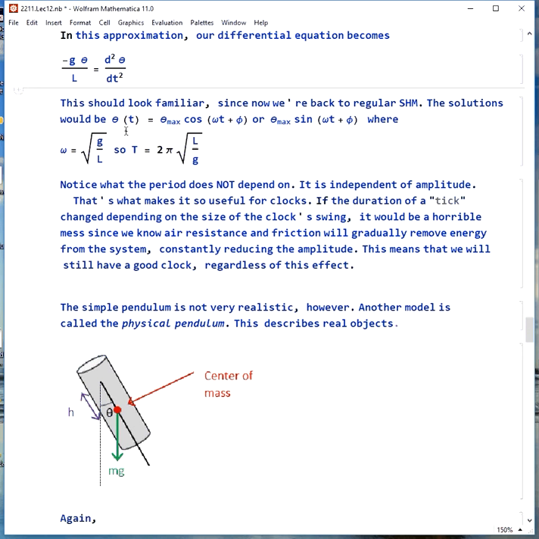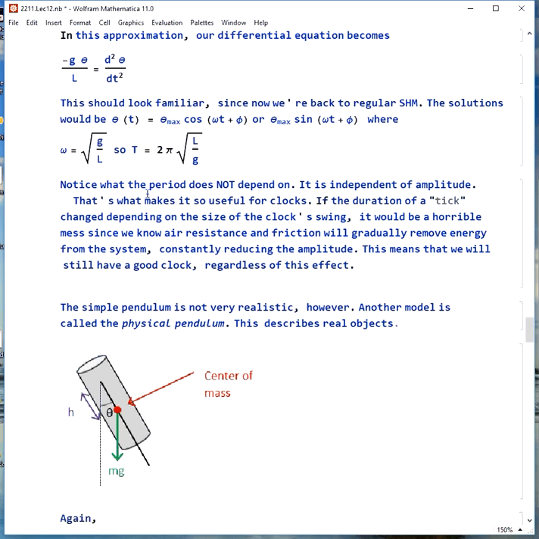The very important thing here is that the period does not depend on amplitude, and that's why it's so useful. The time for one tick, for one period, doesn't depend on how far back you pulled the pendulum. If it did, it would be a horrible clock, because air resistance is going to gradually slow this down and reduce the amplitude constantly. And if that affected the period, we'd have a lousy clock.